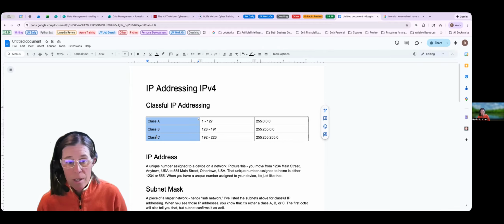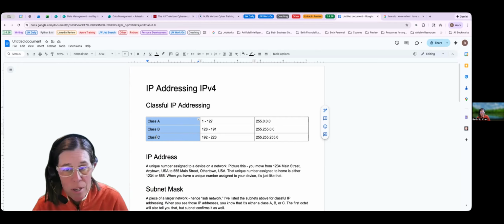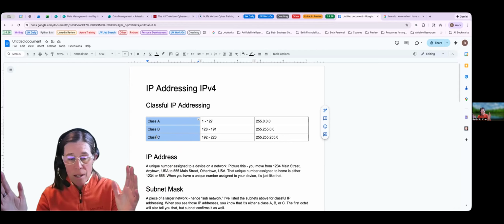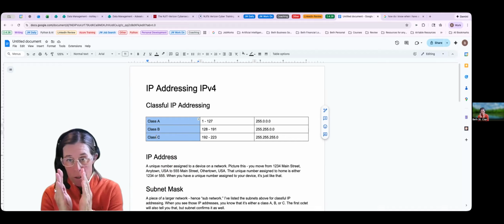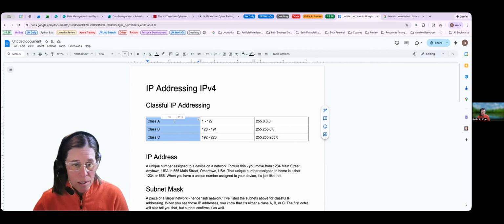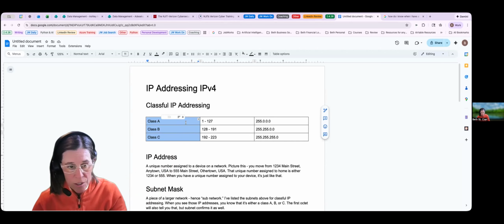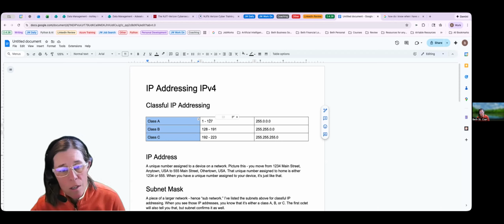Class A is for very large networks. Class B is for medium-sized networks, and Class C is for small networks, like what we use at home. So A is going to be for some large government organization. B might be for a university or a medium-sized company. C is our home use private networks.